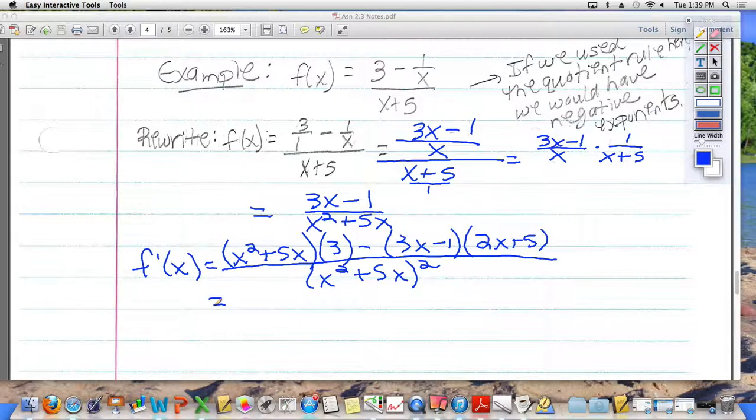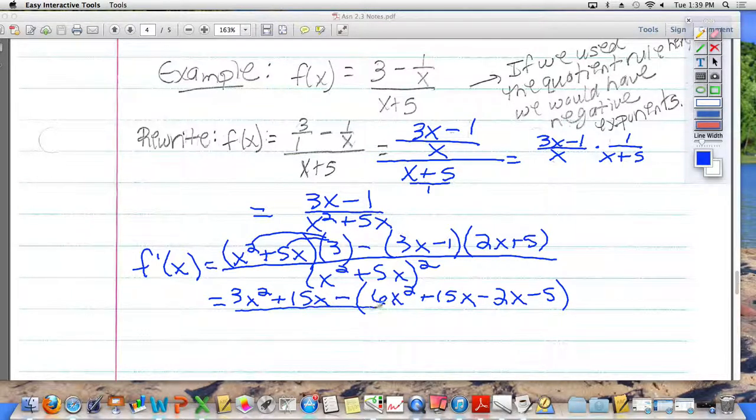I'm running out of room here, but we'll see what we can do. 3, we're going to distribute the 3 in. 3 times x squared is 3x squared. 3 times 5x is 15x. Minus, and this is one of those times when I think using the parentheses is a good idea. We're going to subtract this whole quantity after we FOIL it. So 3x times 2x is 6x squared. 3x times 5 is 15x. Negative 1 times 2x is negative 2x, and then negative 1 times 5 is negative 5.